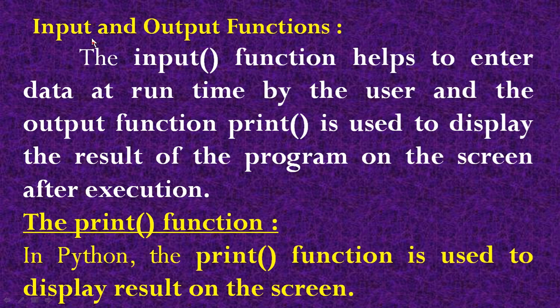Now we are going to study the input and output functions and some of the tokens which are used in Python programming code. First of all, the input and output functions. The input function helps to enter data at runtime by the user, and the output function print is used to display the result of the program on the screen. What is the use of the print function? This function is used to display the result on the screen.